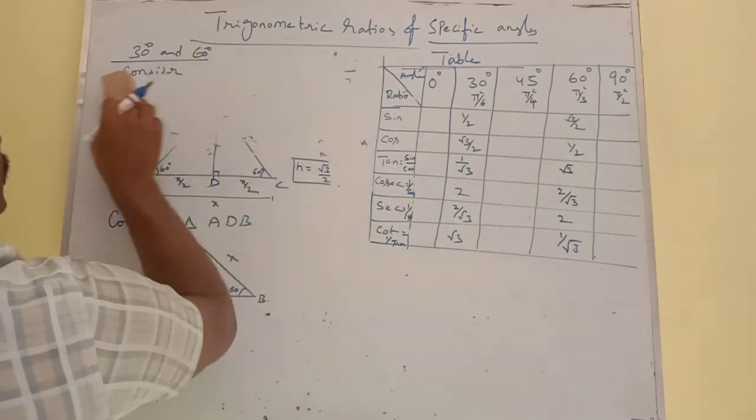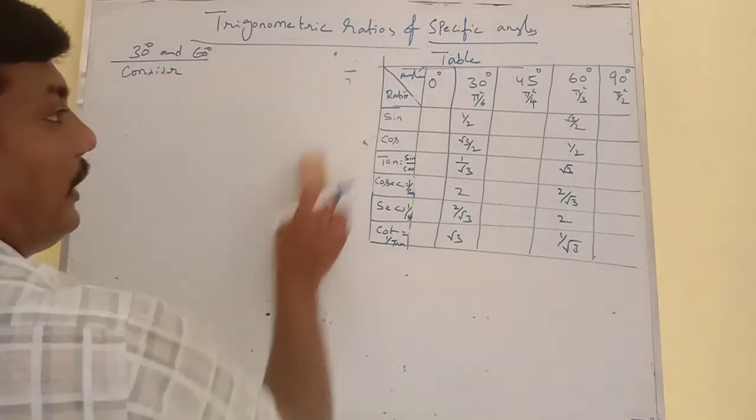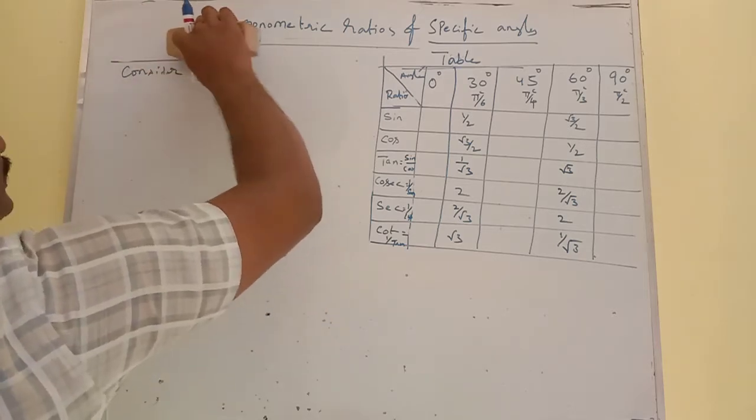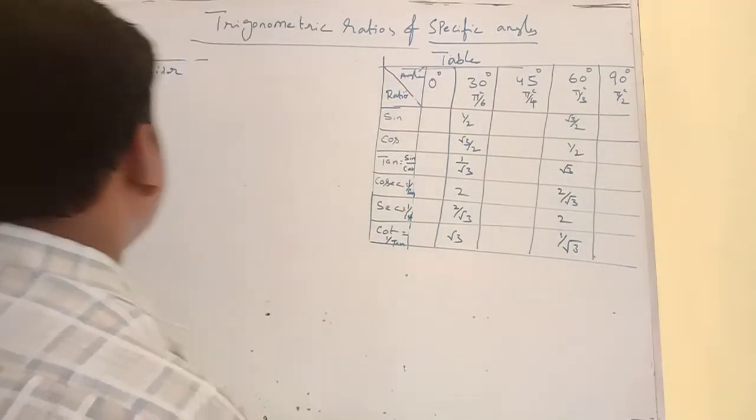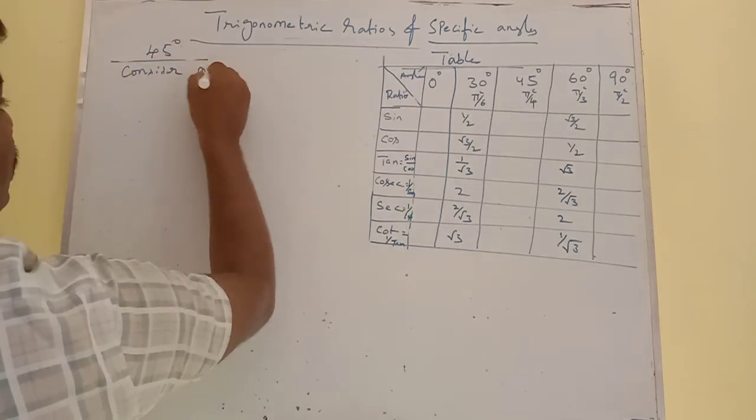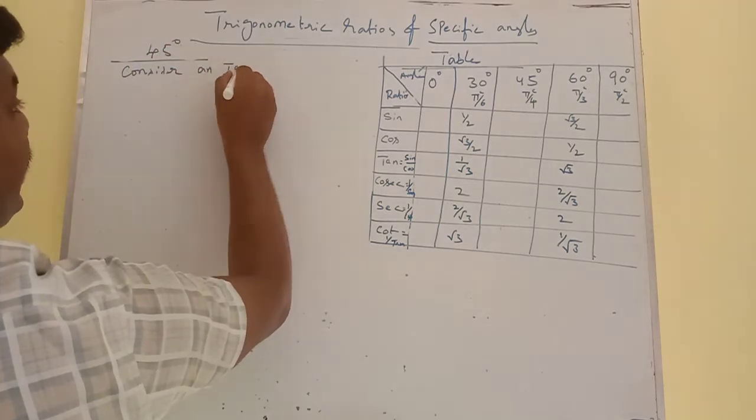Now, how do we find the ratios for 45 degrees? How to find the 45 degrees angle. For 45 degrees, consider an isosceles right angle triangle.